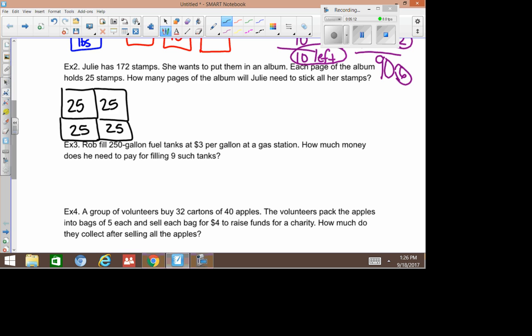Okay, so how many pages is she going to need to stick all her stamps? So, I need to see how many 25s will go into that. Do you agree? But what if there's going to be some left over? What do you do with the leftovers? Do they just not get in the book? No, they do. Then you just add them. You put them on a different page, but it just won't fill it up. Okay? So, I can count by 25s. It might be easier for us to count by 25s instead of dividing.